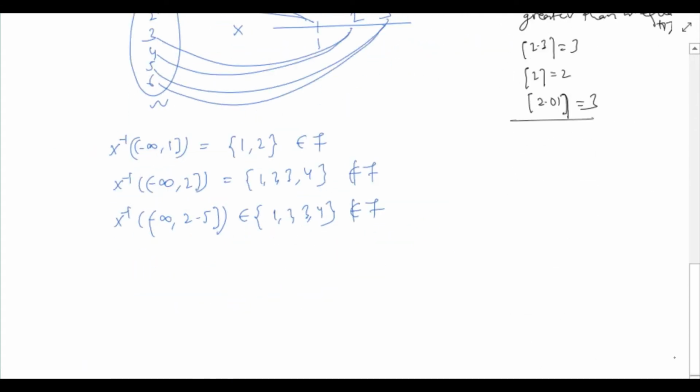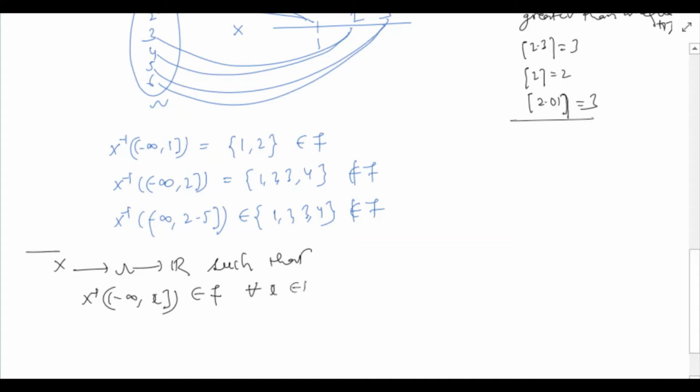The special functions for which the pre-image of minus infinity to x is always part of the event space are called random variables. So let's write this definition. A function X from Omega to R such that the pre-image of minus infinity to x is part of the event space for all x in R is called a random variable.